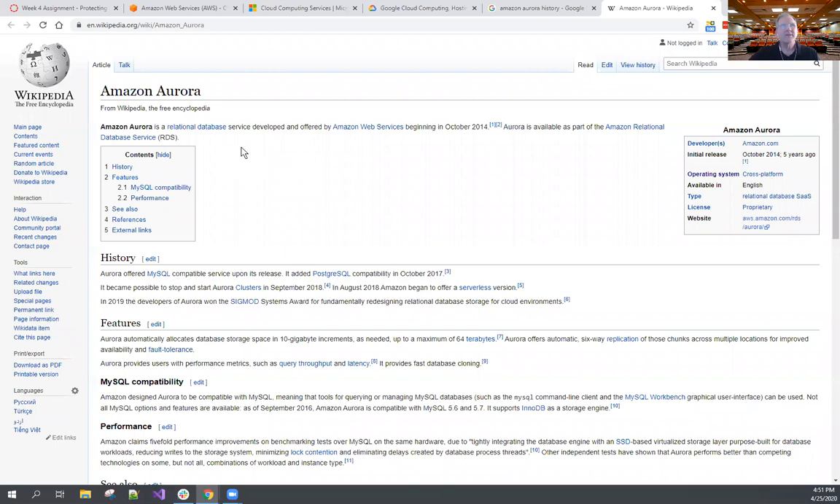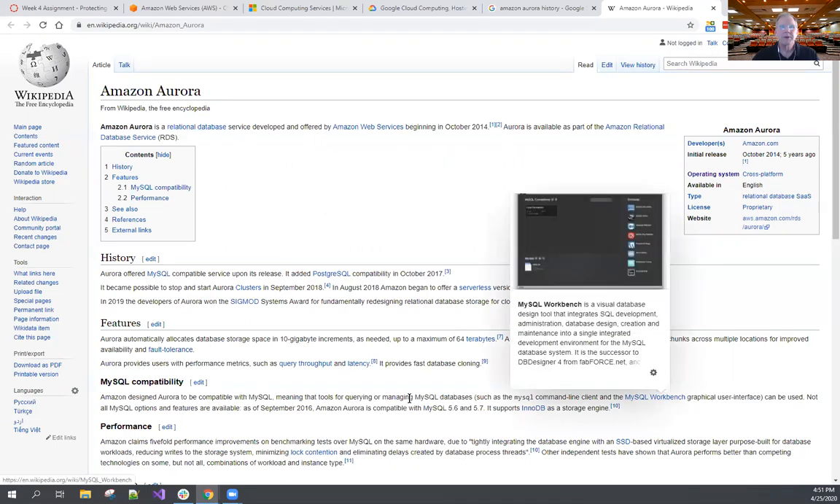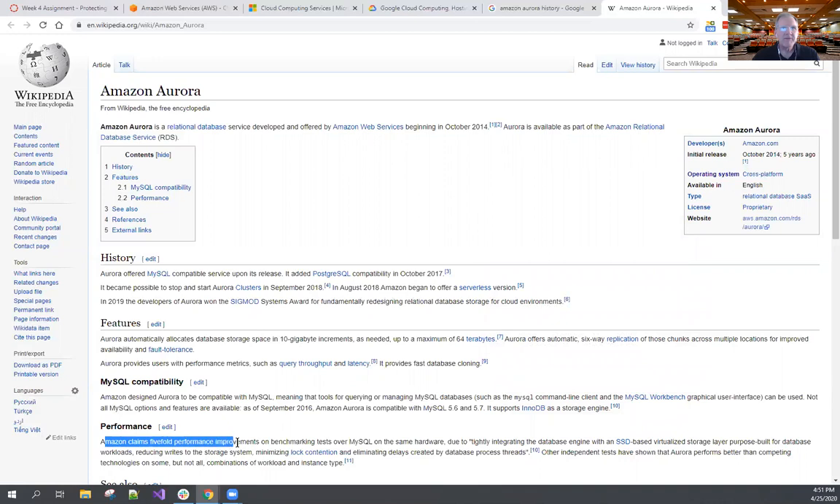So as it turns out, I don't see that they cloned MySQL. I think they built it from scratch. So their goal was to compete with MySQL. There was so much MySQL out there, so many databases, that they designed it to be compatible with MySQL, MySQL Workbench and so on. Amazon claims 5-fold performance improvements on benchmark. So they wrote their own code. They made it compatible with MySQL, and then they offer it as Amazon Aurora.